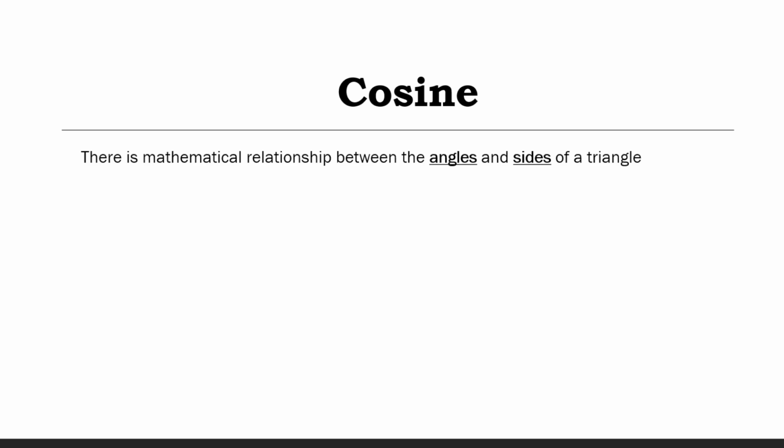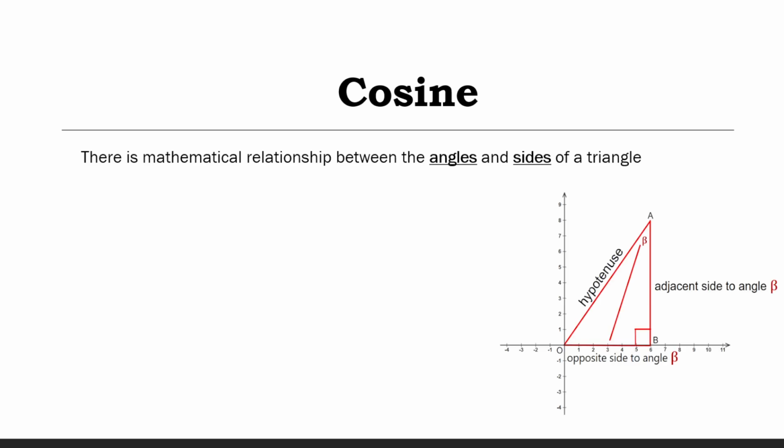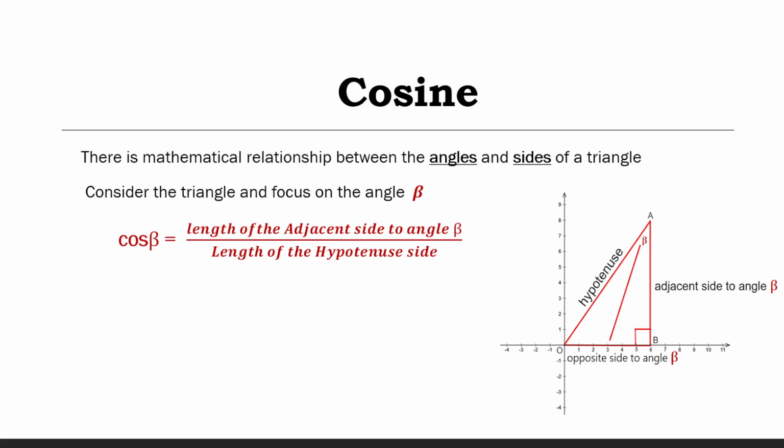Still considering the cosine, but the focus being on the angle beta. Cos beta is equal to the length of the adjacent side to angle beta divided by the length of hypotenuse side. And in short, that gives us cos beta is equal to AB over OA. AB made the subject of the formula, it is equal to OA times cos beta.